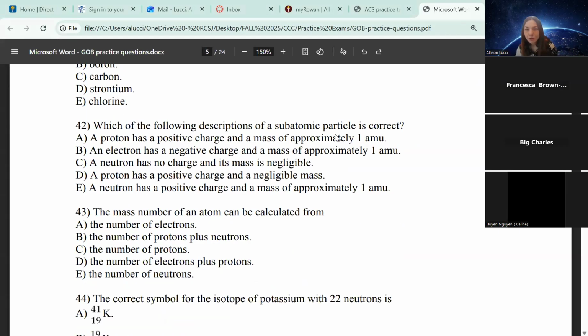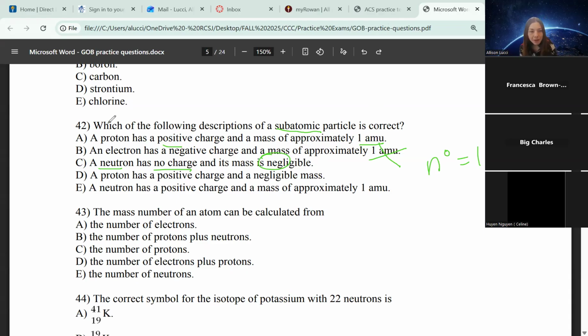Subatomic particles. What are those? Those are electrons, neutrons, protons. We talked about these very early on. A proton is positive and has a mass of 1 atomic mass unit. So that's a true statement, and 42 A would be a good answer. Electrons are negative, but they don't weigh quite as much as a proton. A neutron is also 1 AMU, but it has no charge. The mass of an electron is negligible. So you might see descriptions of these subatomic particles; know the main differences.